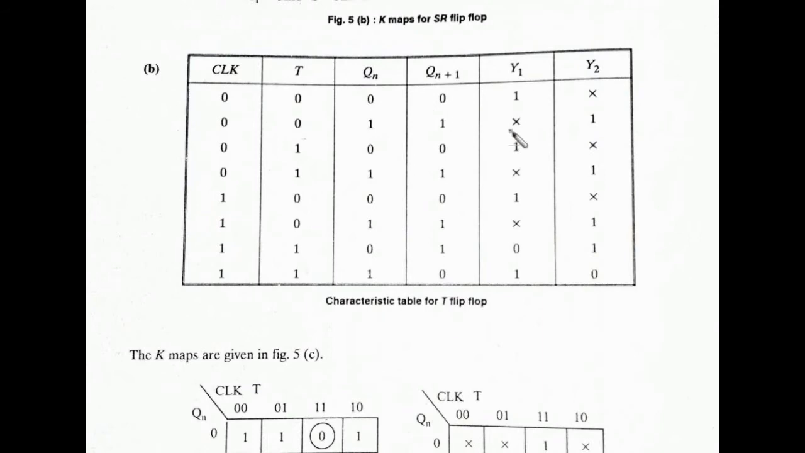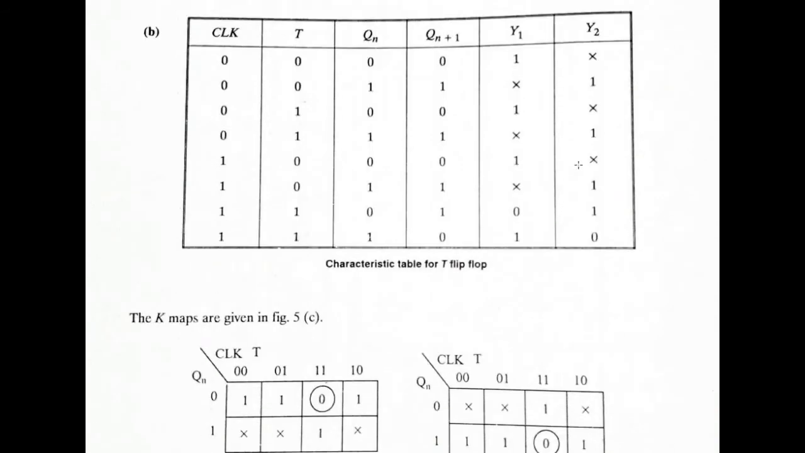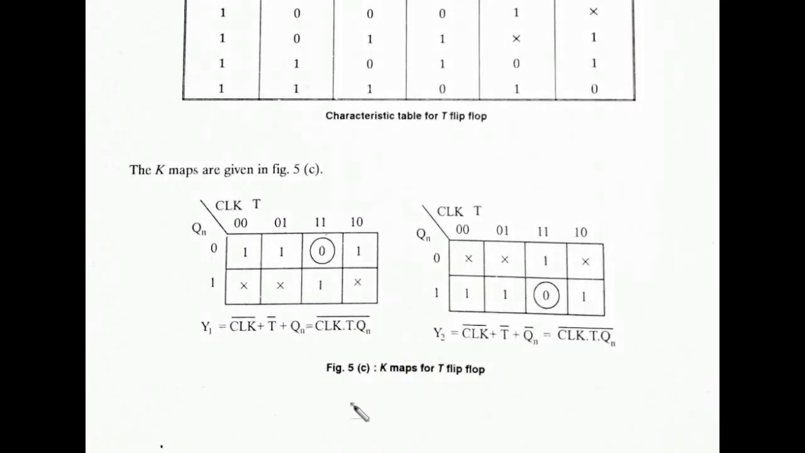Now similarly, using this characteristic table, we draw a toggle flip-flop. Here is the K-map for the T flip-flop, that is Y1 equals clock bar plus T bar plus Qn. Also Y2 equals clock bar T bar Qn bar.